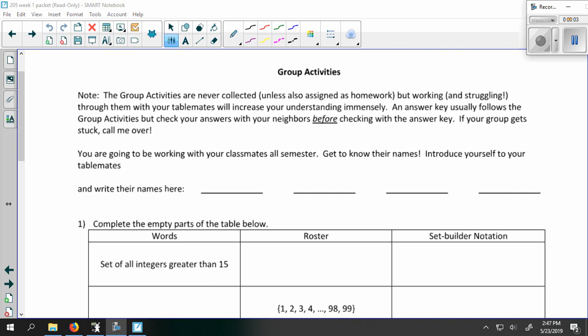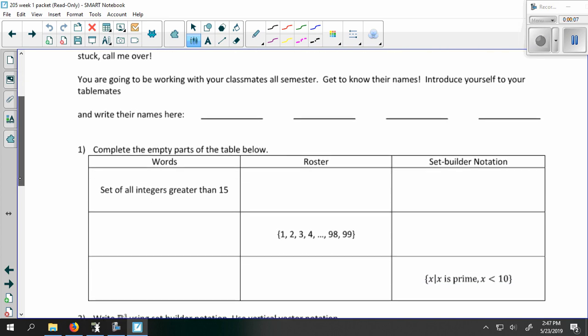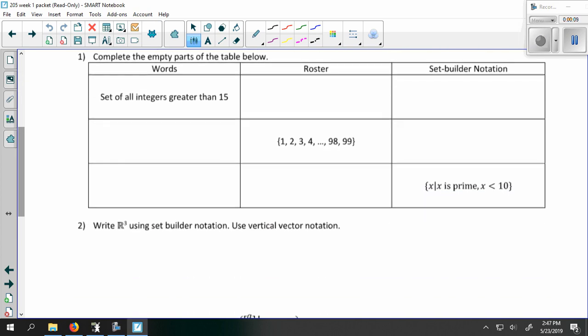These are the class activities for lesson 1 for Math 205. We want to complete the empty parts of the table. So I'm dealing with descriptions of sets.